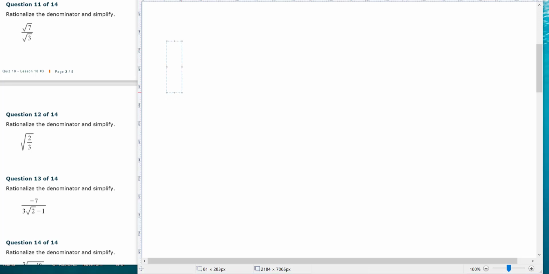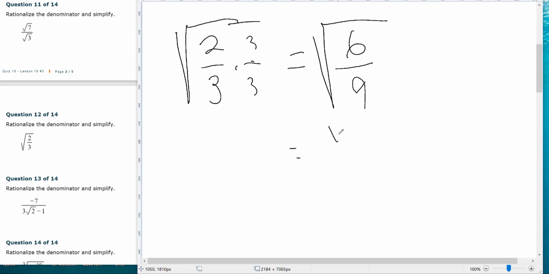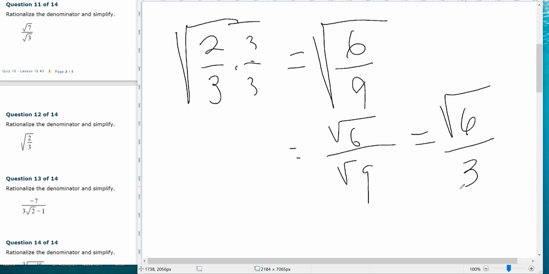The square root of 2/3, number 12. Very similar to the last one in that I need to rationalize my denominator. So I'm going to multiply top and bottom by the same number, and this is going to give me the square root of 6 over 9. Now I can separate this square root of 6 over the square root of 9, so my answer is the square root of 6 over 3.